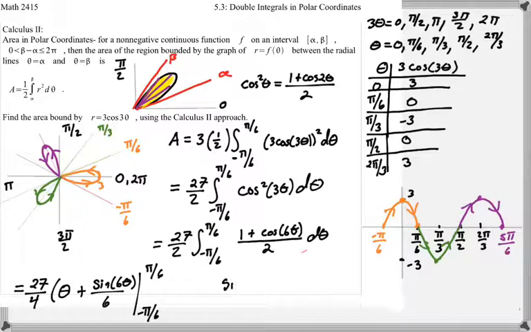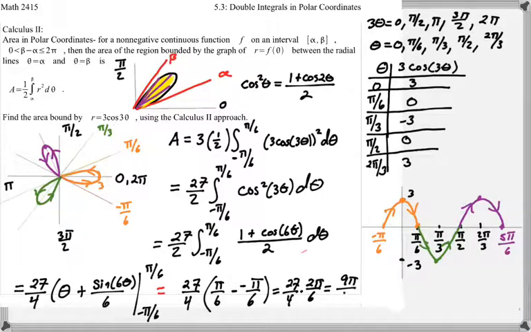All right, so then this is equal to 27 over 4, pi over 6, and then minus negative pi over 6. So that's going to be 27 over 4, and then times 2 pi over 6, and that simplifies to 9 pi over 4, and then we're finding an area, so that's going to give us units squared.